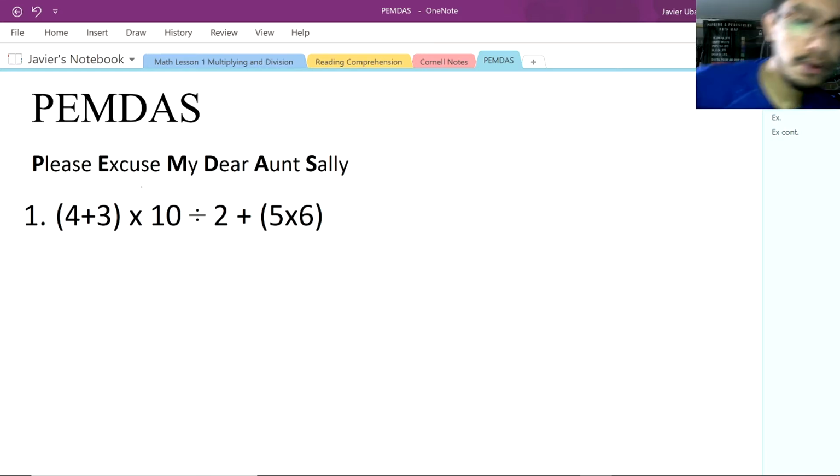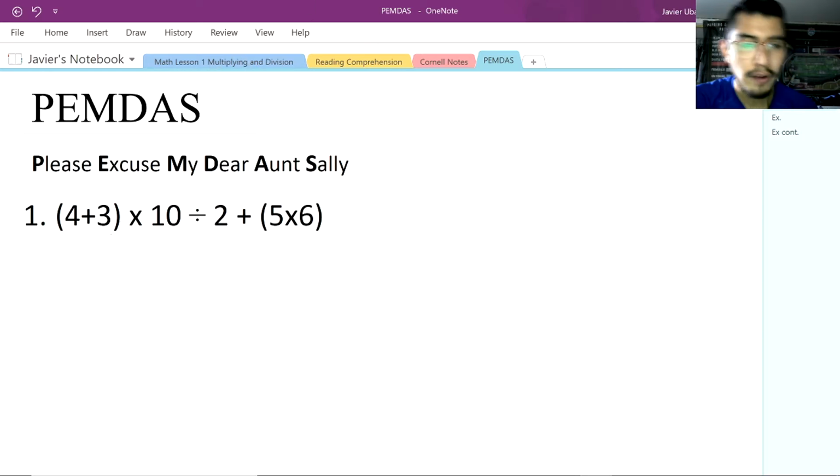Okay. So now let's try to solve this, right? Off the back we can see that we have parentheses, multiplication, division, addition, right? So what's the first operation? It's P, right? The P stands for parentheses. So you're gonna do everything in the parentheses first. So for example, 4 plus 3, right? You're gonna do that, and that's gonna be 7. 4 plus 3 is 7.